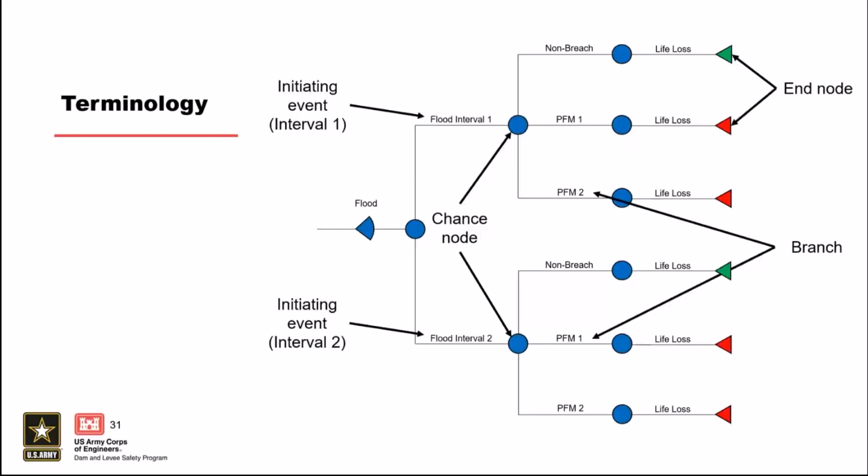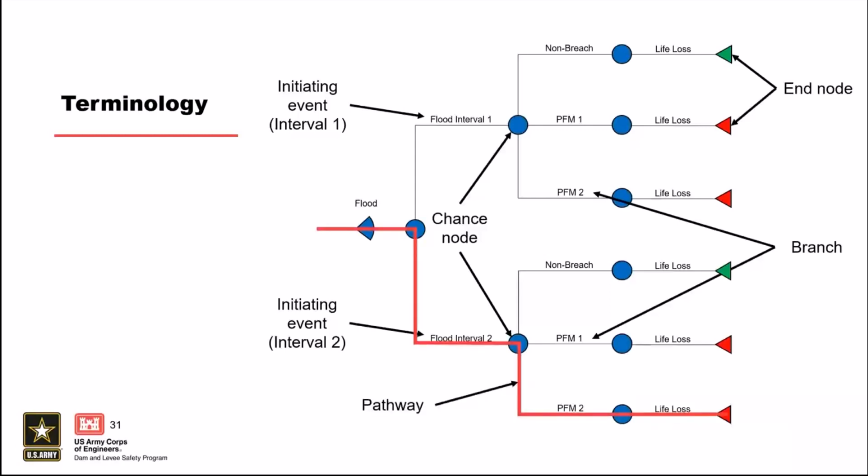In this example, the initiating event on the left side of the event tree is a flood, partitioned into two load ranges. For each of the flood intervals, a non-failure scenario and two failure scenarios can occur, as shown in the second column: non-breach, PFM1, and PFM2. A conditional probability of failure given the flood is assigned to each failure scenario within the event tree. Given that a failure or a breach occurs, the resulting consequences, in this case life loss, are shown in the last column.